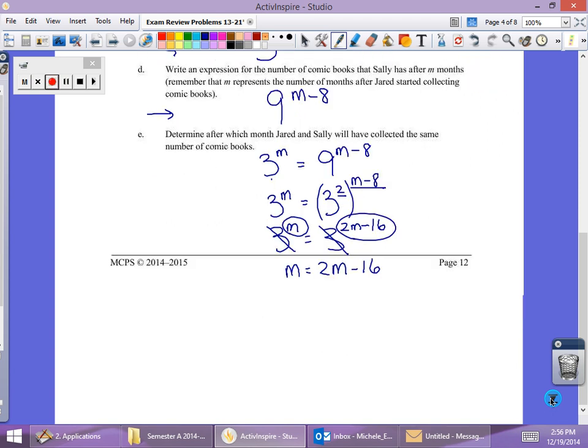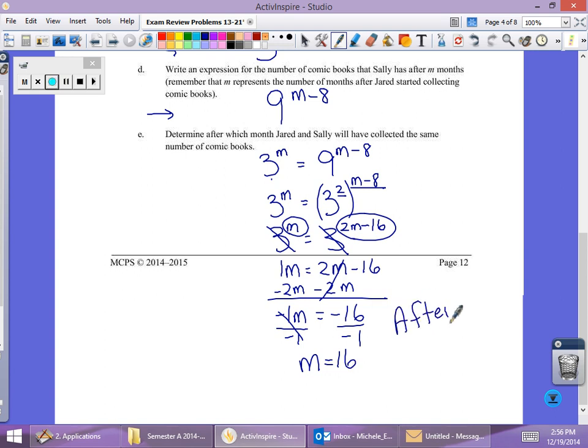To finish this problem, I can subtract 2m from both sides of my equation. This is 1m, and 1m minus 2m is negative 1m. Bring down the minus 16, and then I can divide both sides by negative 1, and m is 16. So the question was, how many months will Jared and Sally have collected the same number of comic books? It will be after 16 months. That is when they will have the same number.